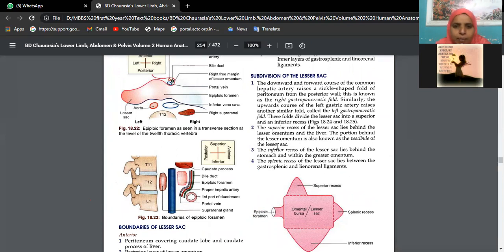Okay, then the superior recess of the lesser sac, exactly where does it lie? It lies behind the lesser omentum and liver. Okay, so then the inferior recess lies behind the stomach within the greater omentum.